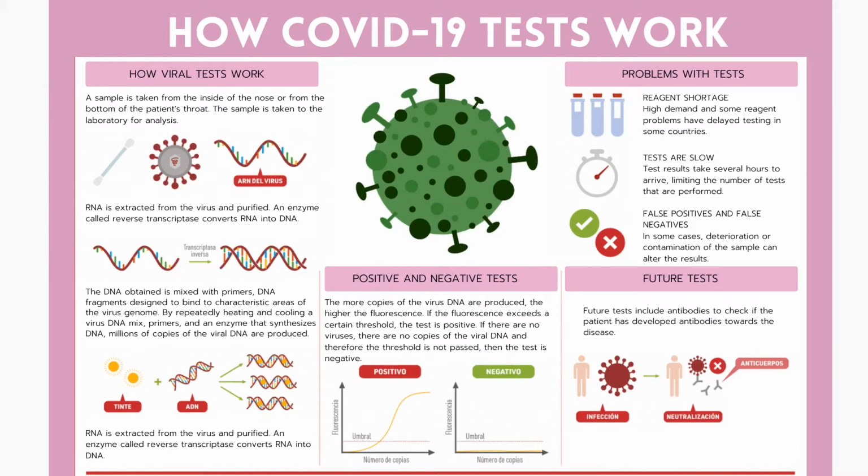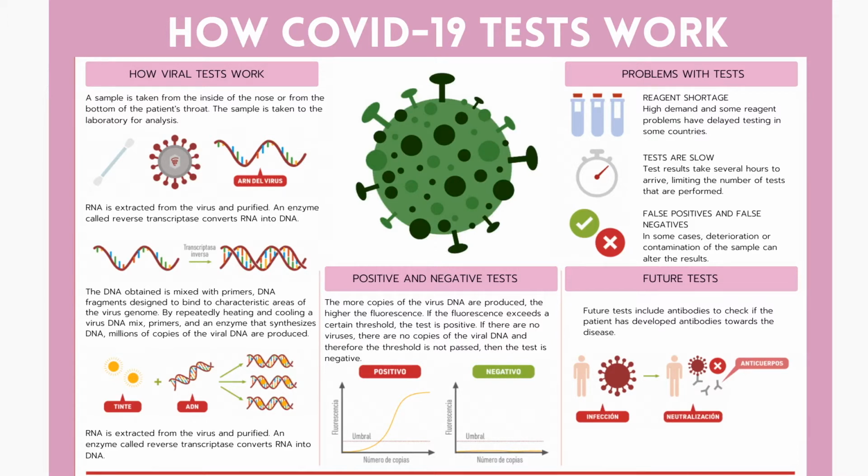The more copies of the virus DNA that are produced, the higher the fluorescence is. If the fluorescence exceeds a certain threshold, the test is positive. If there are no viruses, there are no copies of the viral DNA, and therefore the threshold is not passed. Then the test is negative.